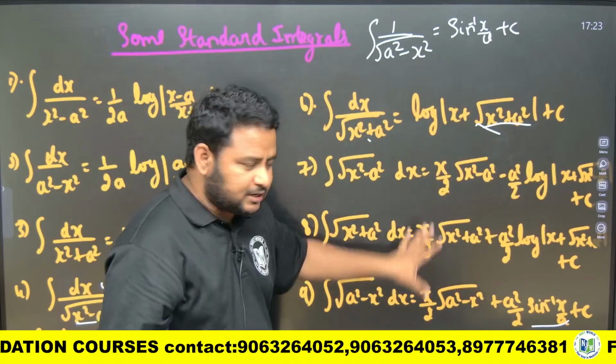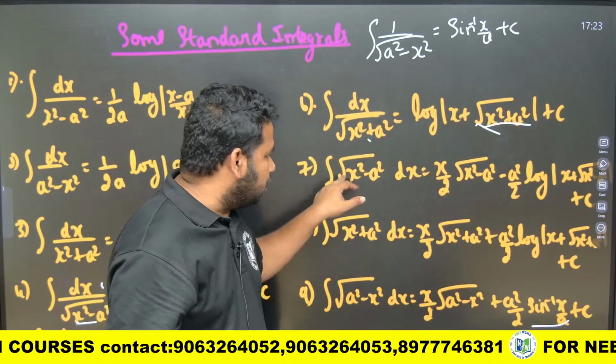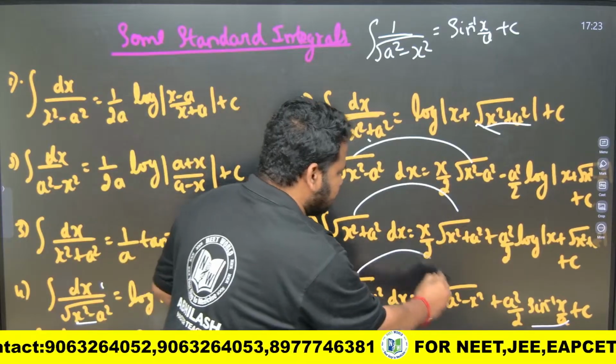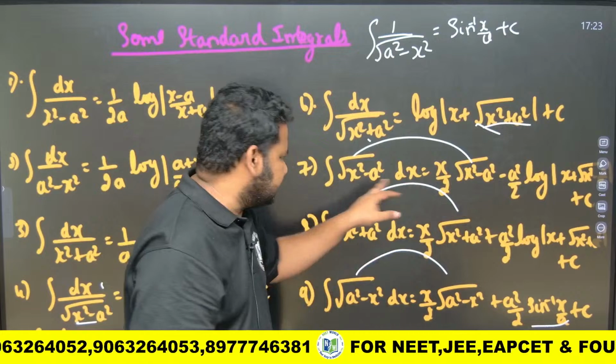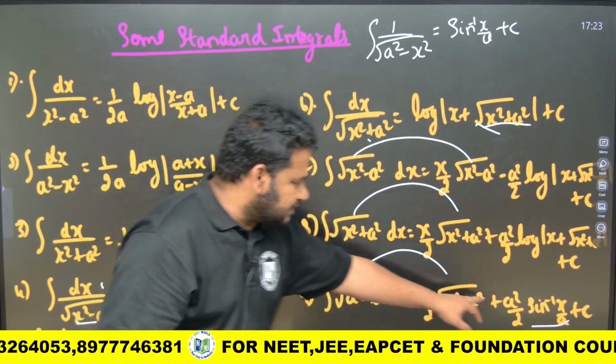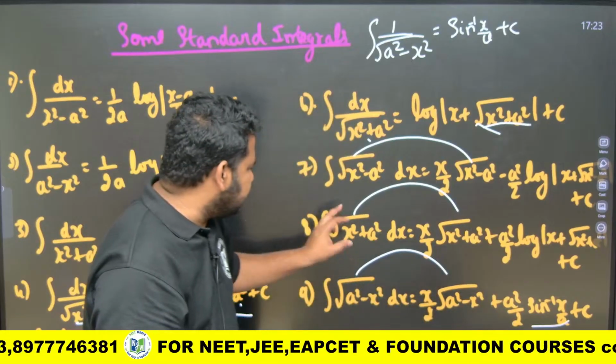So first thing is x by 2 is common everywhere, and whatever function is there, same thing you will copy here. Minus a square by 2 if it is minus, plus a square by 2 if it is plus. Here definitely you have to use a square by 2, and here what is the formula?